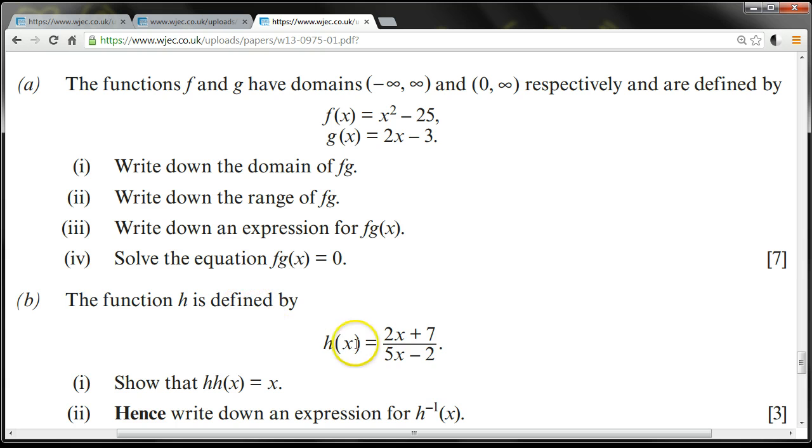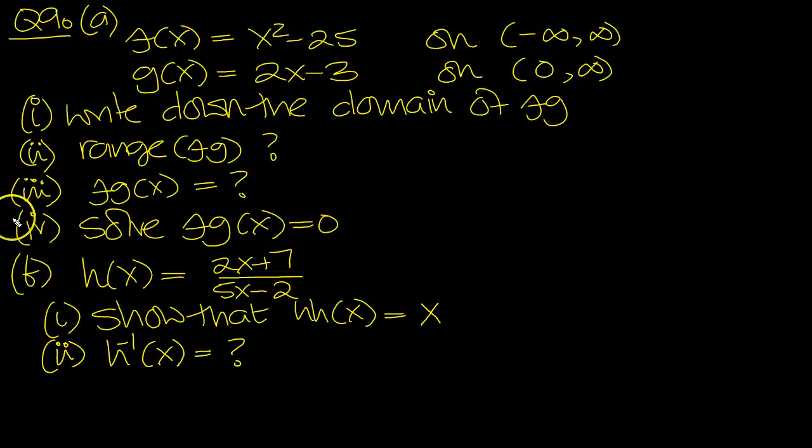The function h is defined by this. Show that h of x is equal to x. Hence, write down an expression for h minus 1 of x, the inverse of h. So here we go. Here's the question in summary form then.